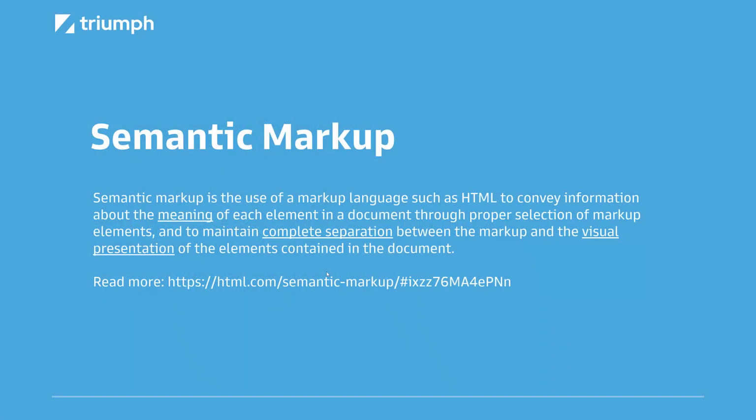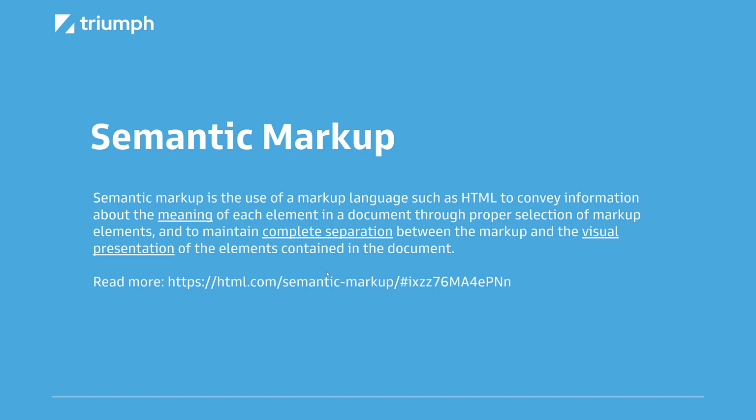So let's jump in and talk a little bit about this term semantic markup. Semantic markup is basically the use of a markup language like HTML, which is in our case what we're going to use, to convey information about the meaning of each element in a document through the proper selection of markup elements, so the proper selection of which elements in HTML we're going to use, and maintaining a complete separation between the markup and the visual presentation of the elements contained in the document. So, okay, that might be a little confusing.